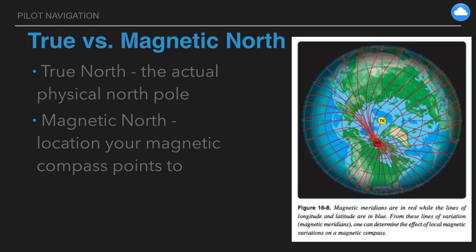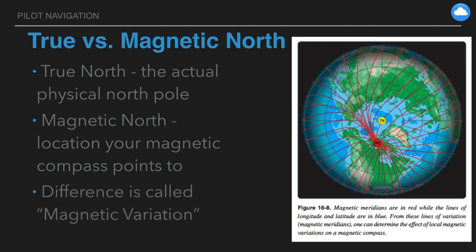The angular difference at any point on the surface of the Earth between true and magnetic north is called magnetic variation. That's what it is. Magnetic variation, and it's given in the Canada Flight Supplement.